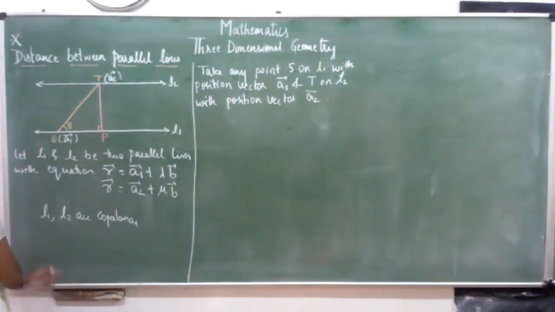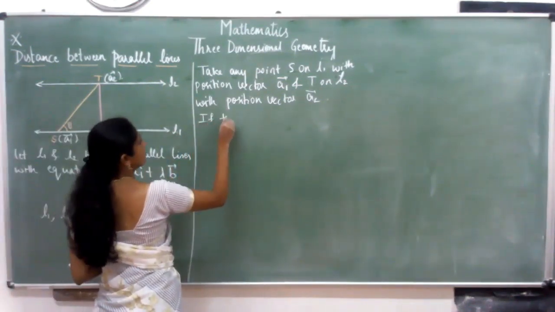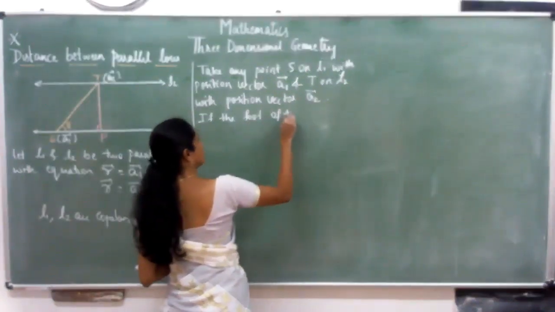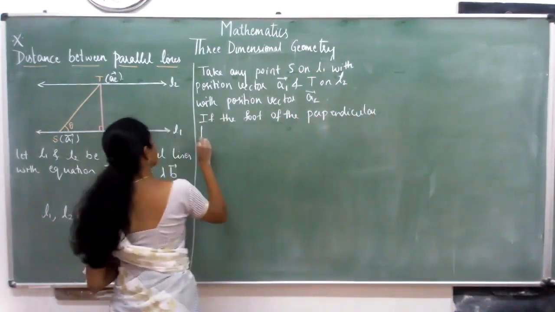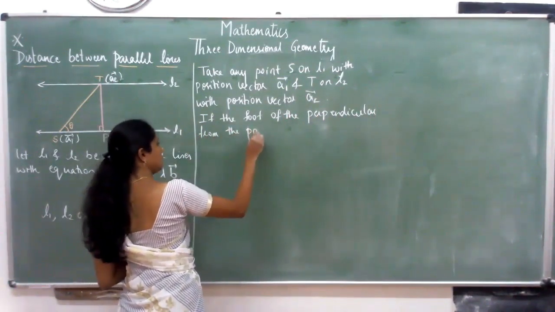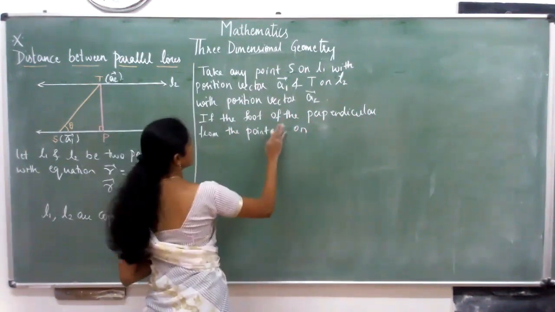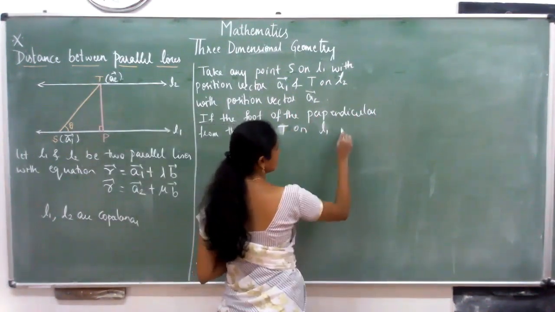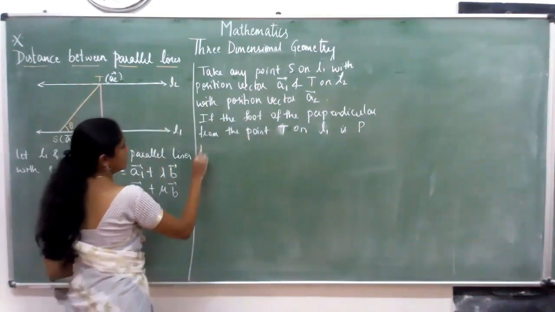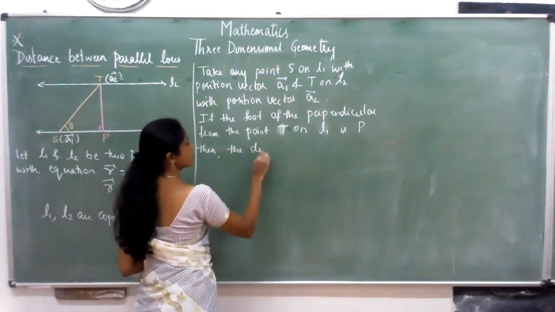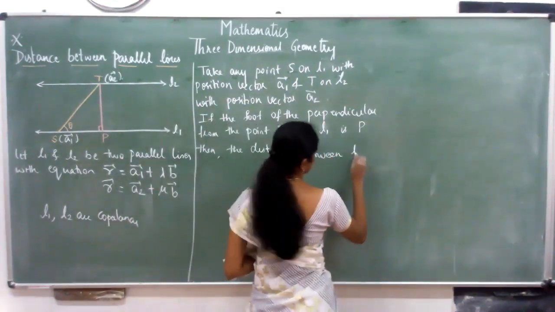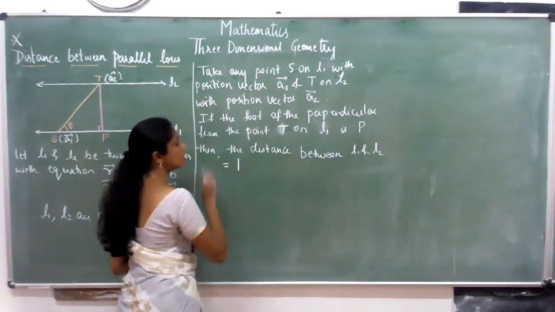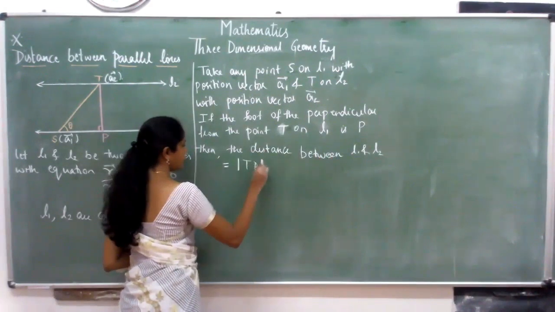Okay, so here we know PT is the shortest distance, that is the perpendicular. So if the foot of the perpendicular from the point T on the line L1 is P, then the distance between the lines L1 and L2 is equal to the magnitude of PT.